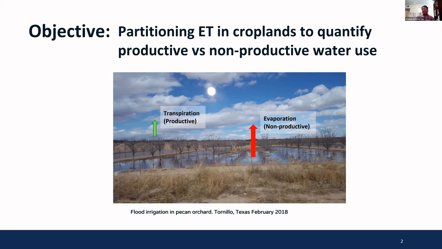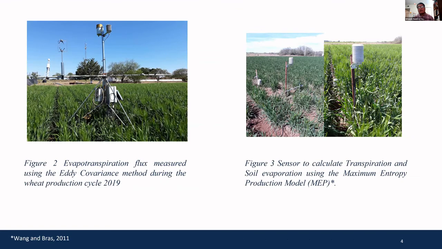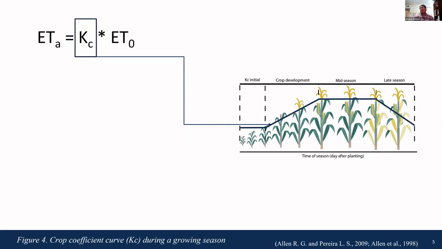So to test this method, we use data from an experiment that was deployed in northern Mexico, in the state of Sonora. In this place, we have instrumented eddy covariance systems to measure evapotranspiration. We also installed temperature and relative humidity sensors and net radiometers to be able to independently calculate evaporation and transpiration using the maximum entropy production method proposed by White and Brass. This approach is based on this equation that appears here.